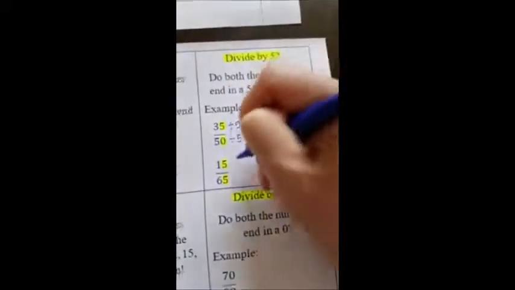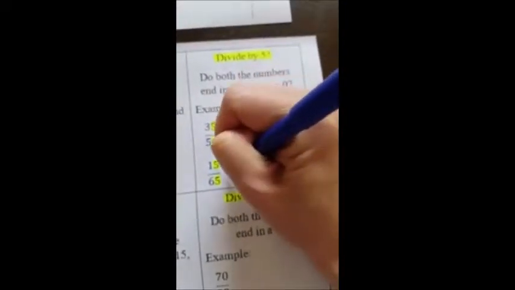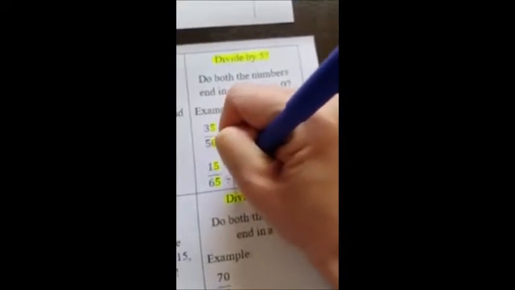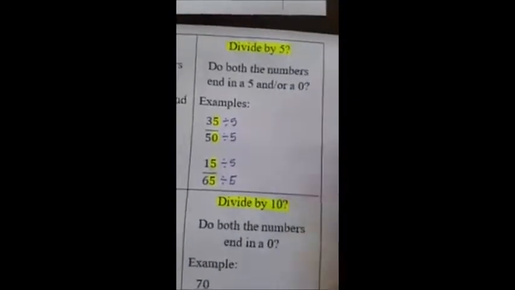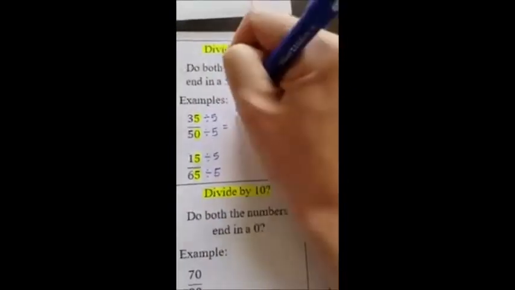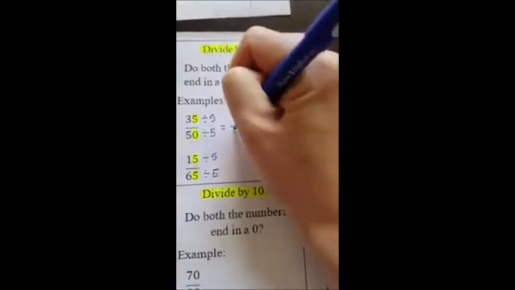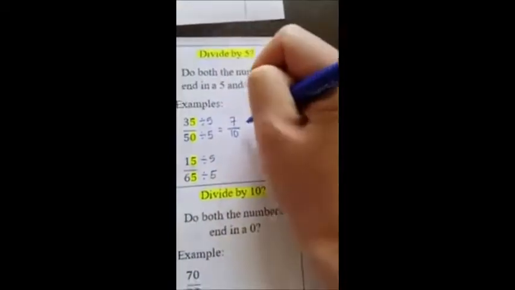Please make sure you are writing down the steps and not just an answer. These are notes. It's not a worksheet that you're just turning in an answer. So 35 divided by 5 is 7. 50 divided by 5 is 10. You could use a multiplication chart.